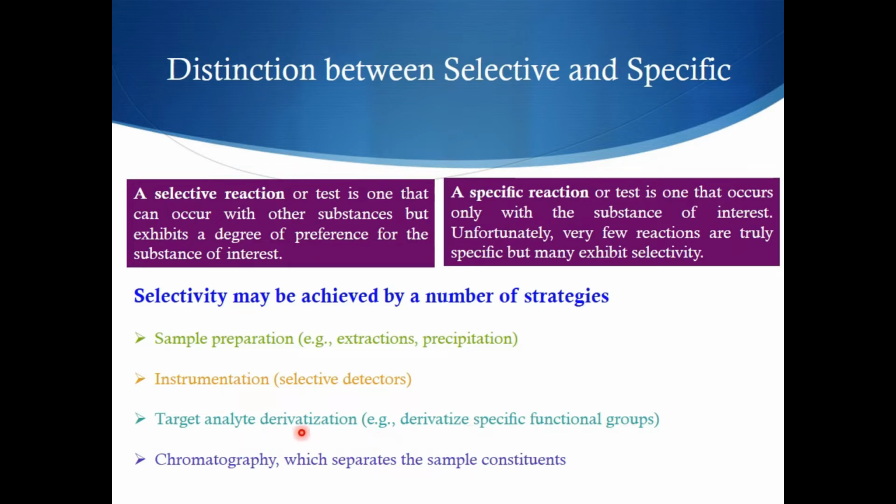Derivatization, actually, is an organic reaction. In the next lectures, we will study more in detail about it. Then we can also use chromatography, which separates the sample constituents. We will study in detail about chromatography in the next lectures. So all these are strategies which can produce selective reactions, which will help in the first identification and then quantification of the substances under study.